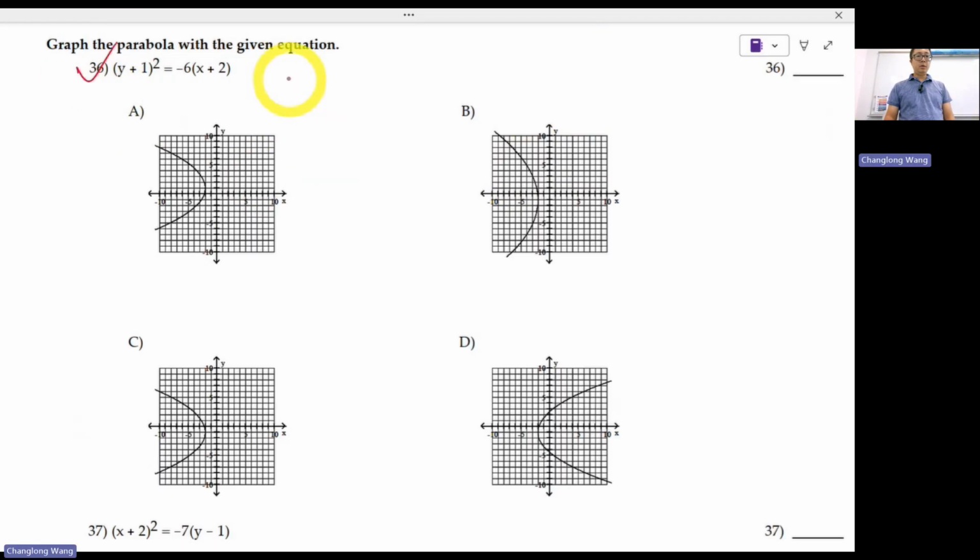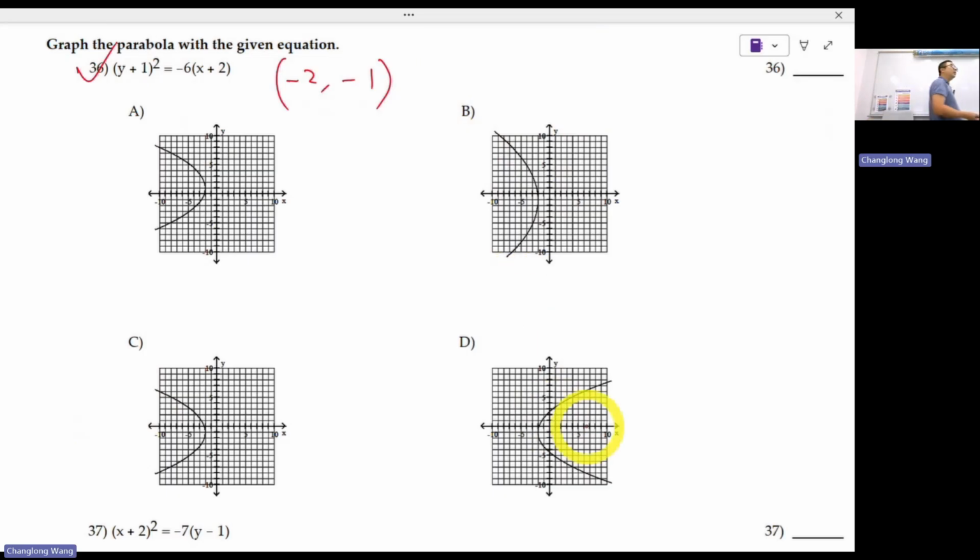It will be -2, comma, -1, right? So this should be in the 3rd quadrant. Therefore, you should be looking at either, unfortunately, B, C, D, right? But you see that the 2 options, B and C, state that the parabola has to open to the left. D says open to the right.